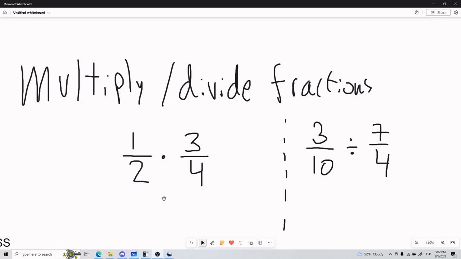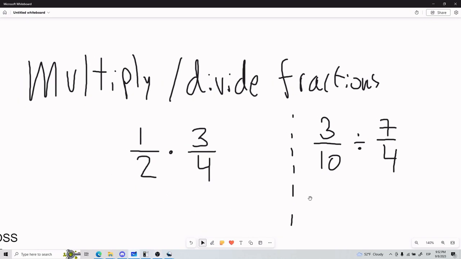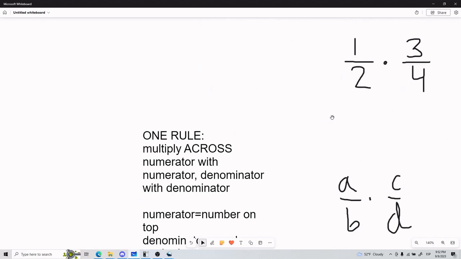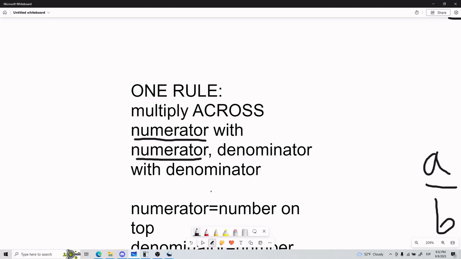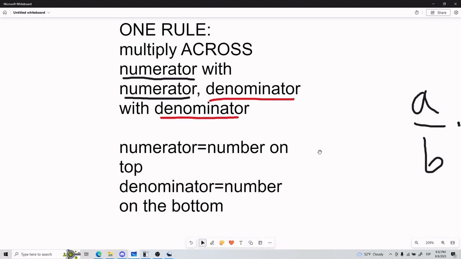All right, you guys. So for multiplying and dividing fractions, it's actually a little simpler than what you think. For dividing, it gets a little more weird, okay? But we're gonna go over that in a second. The one rule you need to keep in mind for multiplying and dividing fractions is that when you multiply across, that means that the numerator interacts with the numerator while the denominator interacts with the denominator. All right, numerator and denominator.